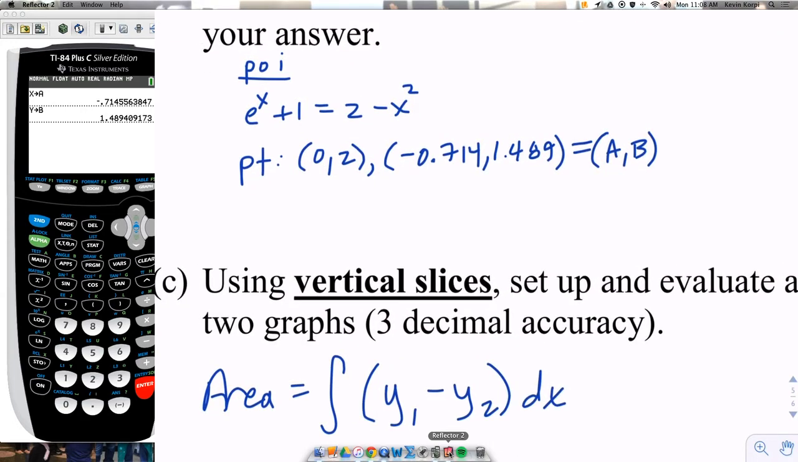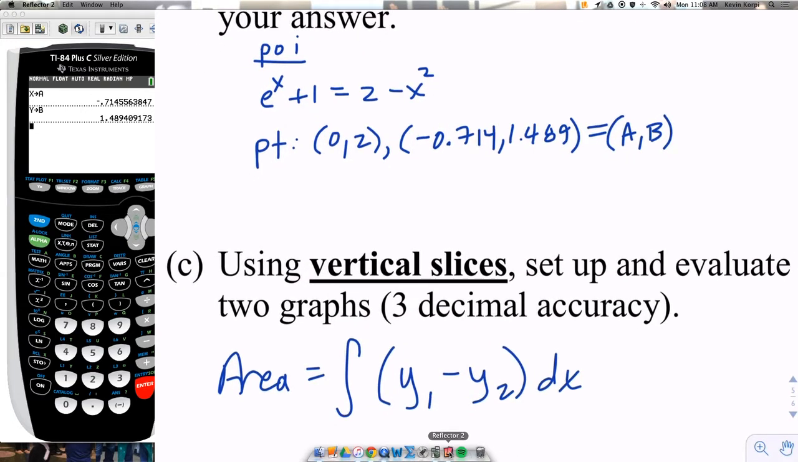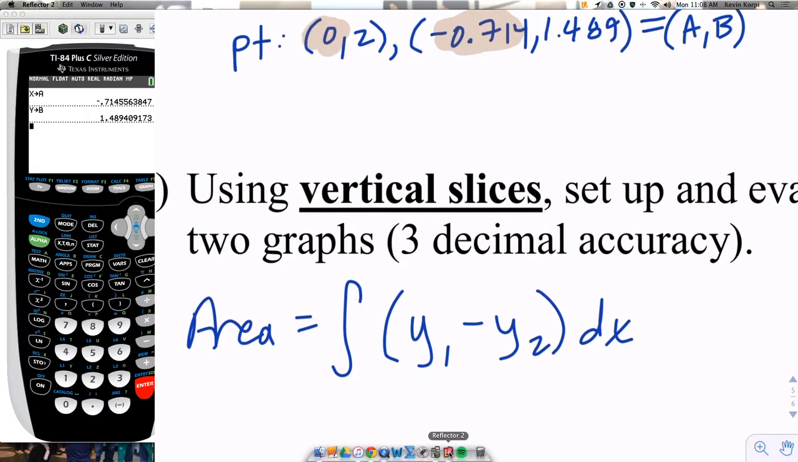And I'm going to integrate from where to where? From x equals 0 to x equals a, right? From x equals 0 to x equals negative 0.74? Or from a to 0? No, I got it backwards. I listed the other point first. If I got it backwards, I guess I could do y sub 2 minus y sub 1, but I don't want to do that. Okay, from left to right, a to 0, y sub 1 minus y sub 2.